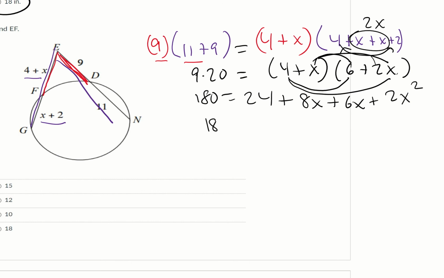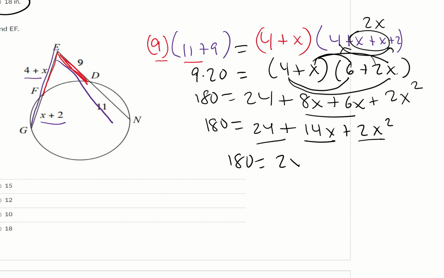Okay, so we got 180 is equal to, combine your like terms, 24 plus 14x plus 2x squared. Okay, so this is a quadratic equation because we had this with the squared there. So we want to make sure that everything is equal to 0 on one side. So I'm going to move this over to this side because I want 0 to be on one side. Also I want to reorder this. You want this to look nice with the x squared first, and then the x, and then the constant. So let me rearrange that first. So we got 2x squared plus 14x plus 24.